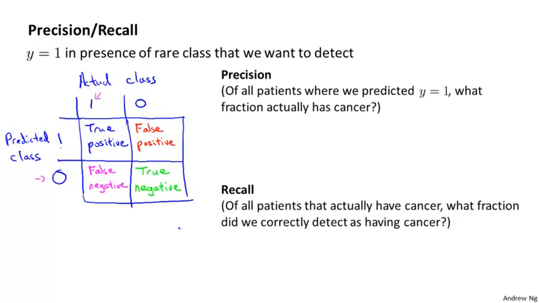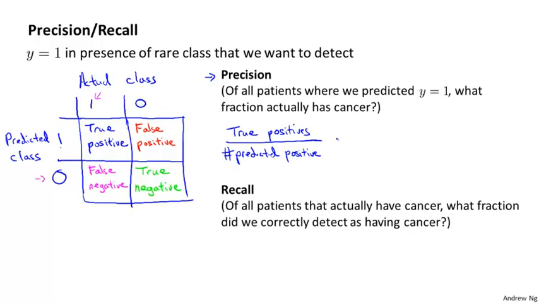We're going to compute two numbers. The first is called precision. What that says is, of all the patients where we predicted that they have cancer, what fraction of them actually have cancer? So let me write this down. The precision of a classifier is the number of true positives divided by the number that we predicted as positive. Right? So of all the patients that we went to and told them we think you have cancer, what fraction of them actually have cancer?